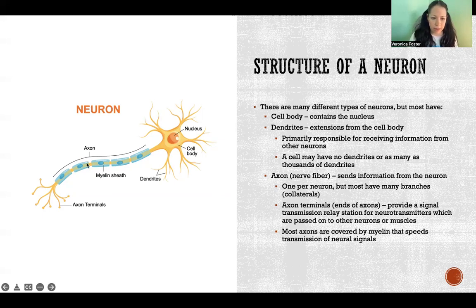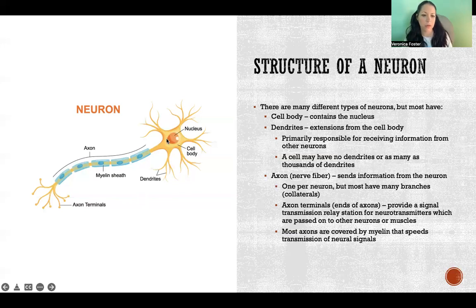Then they have an axon. So that's one long projection leaving the cell body, but axons will usually have branches. And so they can have only a few branches. They could have thousands of branches, depending on the type of neuron. So the axon is where the message is sent.